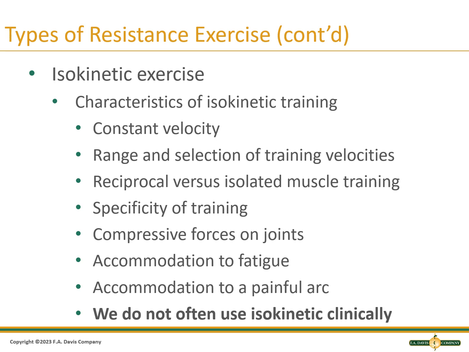Isokinetic exercise is iso being same, kinetic movement, so same movement. It has a constant velocity, and so these types of exercises require special equipment to utilize in which the velocity of limb segment movement is controlled by the machine. We can set a range and selection of training velocities depending on what the patient's needs are, and there's reciprocal versus isolated muscle training, so it can strengthen in both directions or on one side.